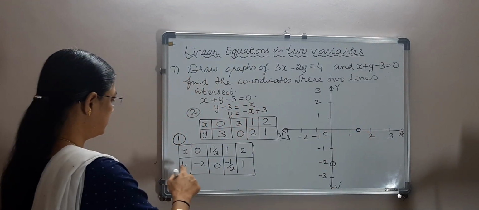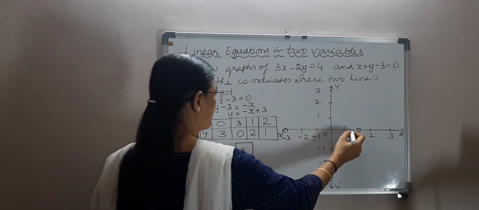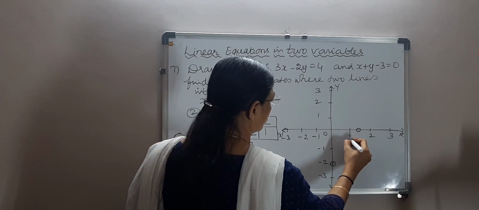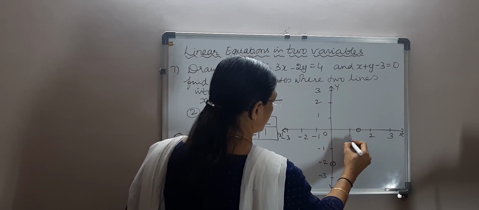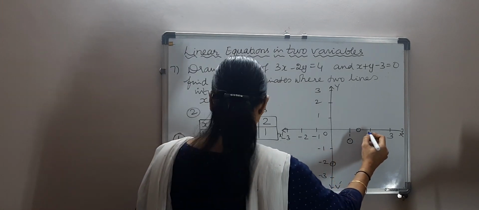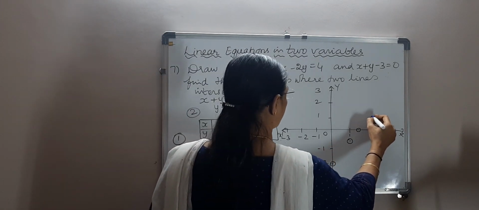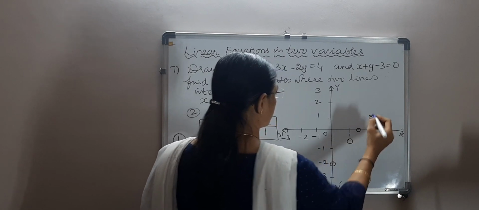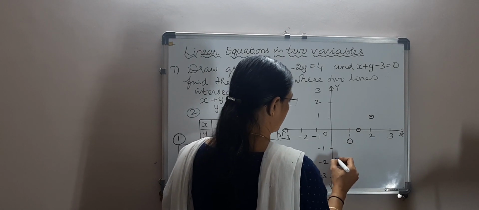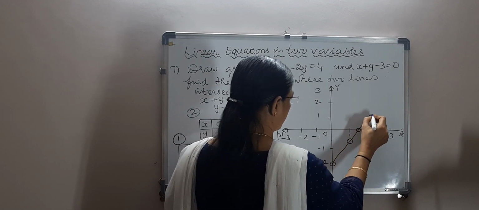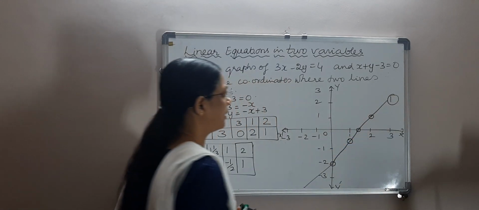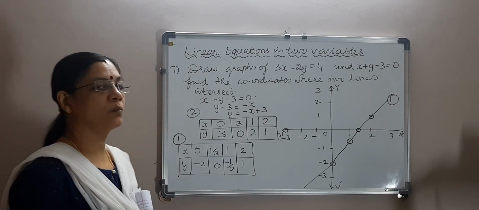Okay. Now when x is 1, what is y? Y is half. So from here I draw. So it lies somewhere here. When x is 2, what is y? When x is 2, y is 1. So this is my point here. Do you understand? So now I draw a line. So this is my line here. So this is line 1. Okay. Line 1, that is 3x minus 2y is equal to 4.